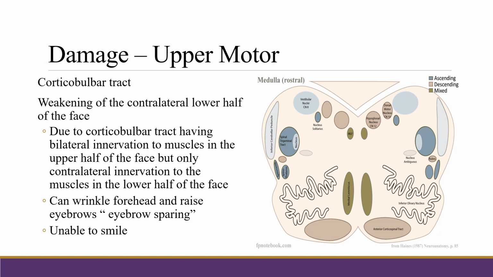Damage for an upper motor neuron lesion, that would be that stroke. Okay, so corticobulbar tract, weakening of the contralateral lower half of the face. We call it eyebrow sparing. They can still wrinkle their forehead. Again, I'm not betting their life and my career on that distinction. This is due to the corticobulbar tract having bilateral innervation to muscles in the upper half of the face, but only contralateral innervation to the muscles of the lower half of the face. They can wrinkle their forehead and raise their eyebrows. That's eyebrow sparing. They're unable to smile. We can see the medulla over there. We know it's the medulla because of that inferior olivary nucleus, or those wiggly, squiggly lines there at the bottom.